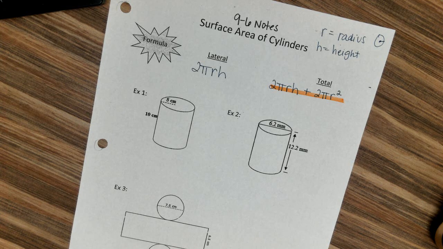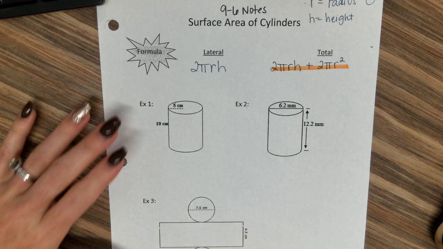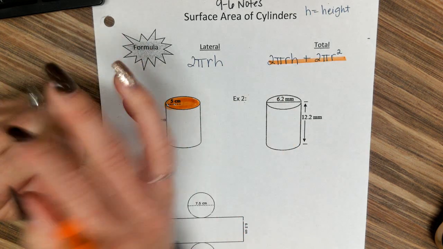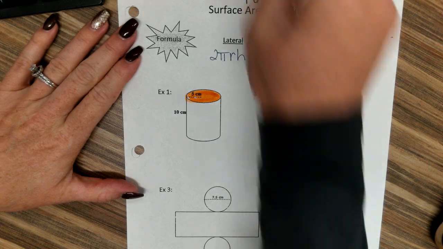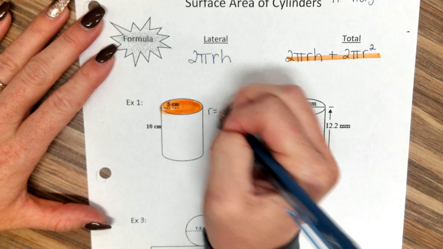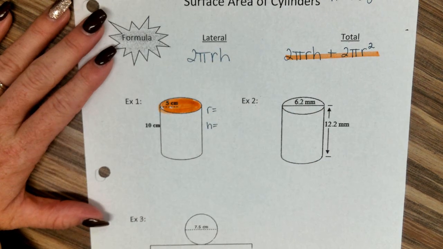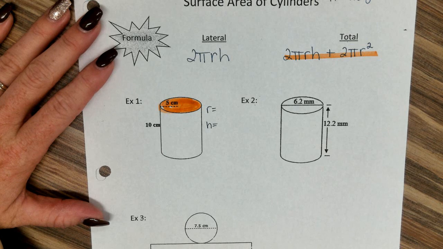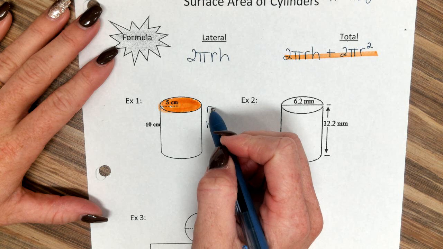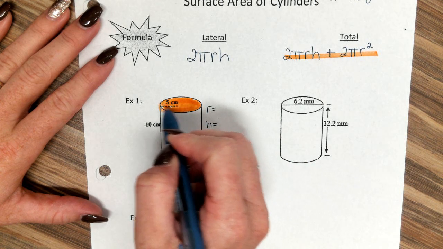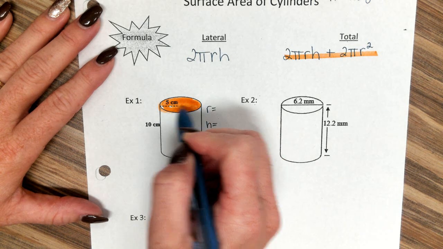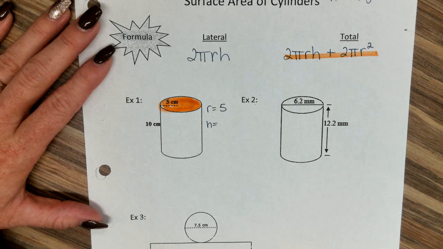All right, let's look at the first example. Take your highlighter or pencil and shade in the base. What has to be the base? The circle. That is where your R will come from. So we need an R and an H to be able to use this formula. Okay, what is the R? Where does it come from? The circle. So did they give you a radius? Yes. Radius means halfway through. Since this line isn't going all the way through, our radius is 5.